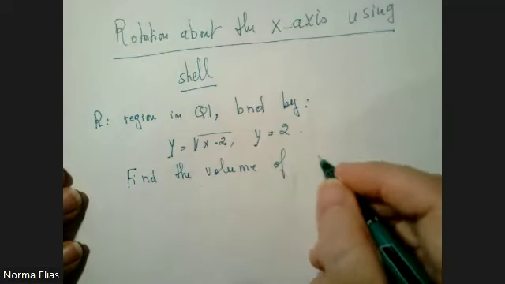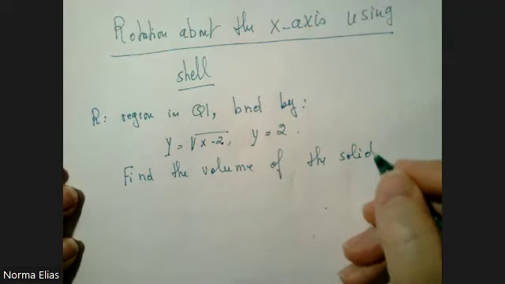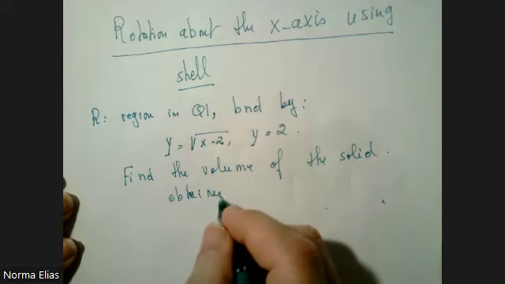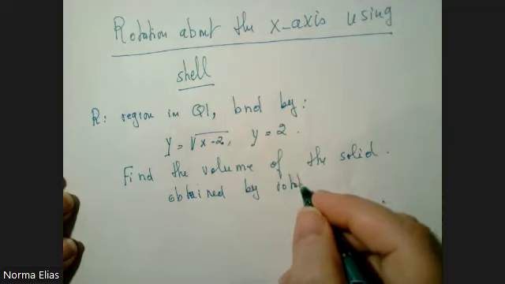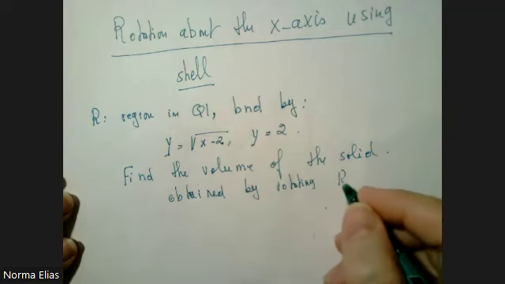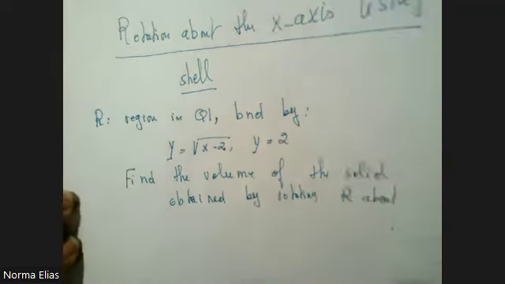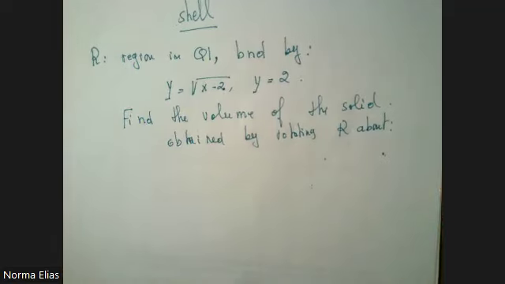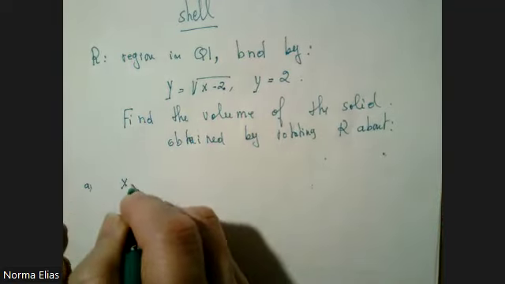of the solid obtained by rotating R about. Okay, so we're going to use the same region and we're going to rotate it about different axes. So the first one is about the x-axis.